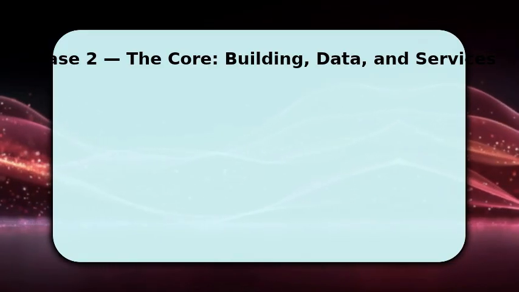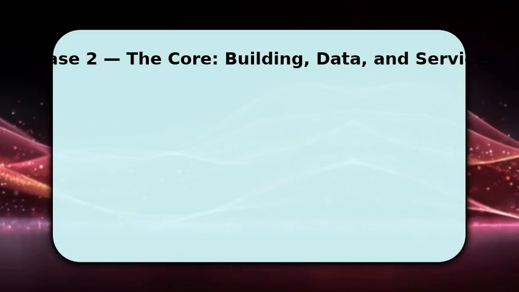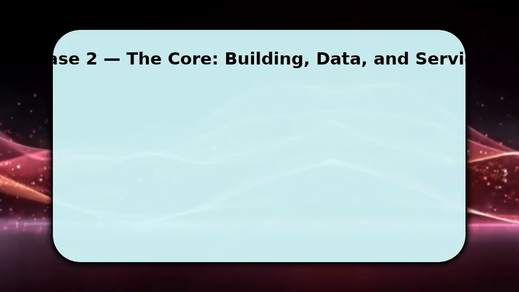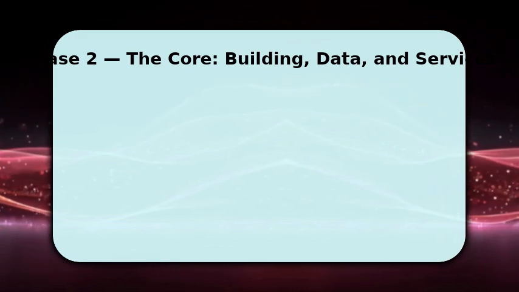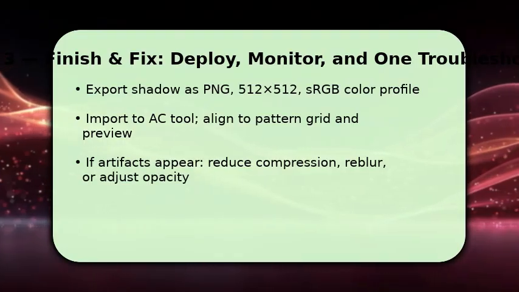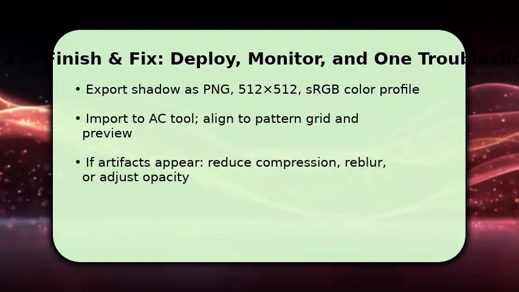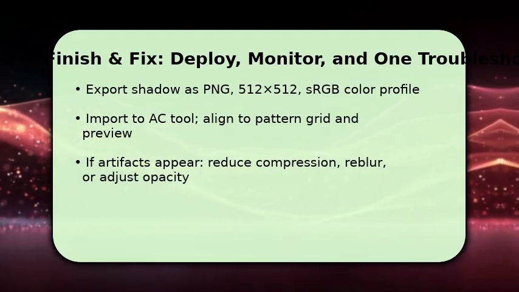Once you have rough shading, apply Gaussian blur between 2 and 6 pixels to soften transitions. This prevents banding in-game. Make sure to toggle the original layer on and off as you refine, so you can compare and preserve highlights. You finish by exporting the shadow as a PNG at 512 x 512 using sRGB. This matches Animal Crossing color handling.